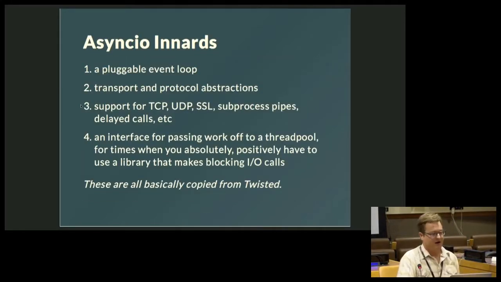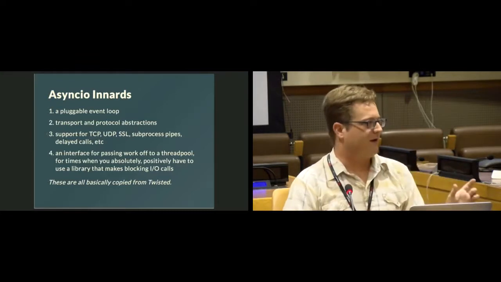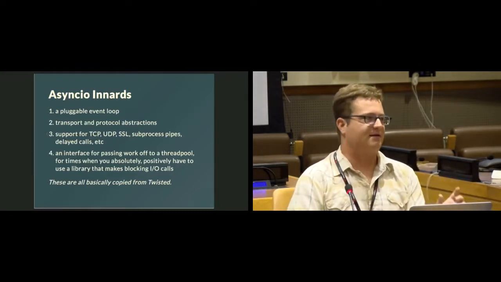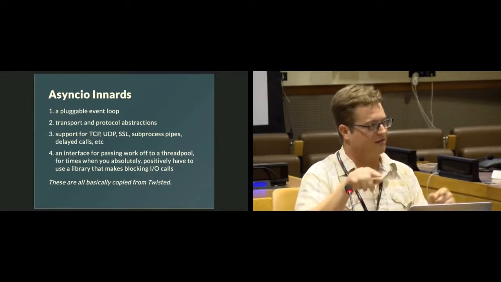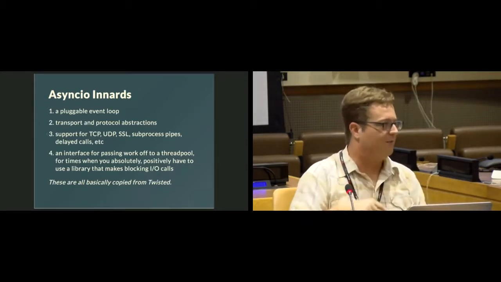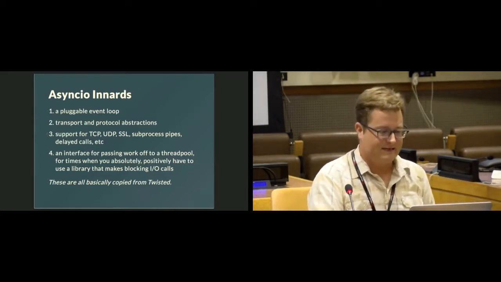So in the asyncio innards, we've got a pluggable event loop, just like Twisted with the reactor. We have transport and protocol abstractions, which were pretty much just taken straight from Twisted. Actually, they're essentially interfaces, these abstractions for transports and protocols. The actual definition for the methods is almost the exact same, except that Twisted used camel case, and asyncio uses underscores between the different words, and that's pretty much the only difference.